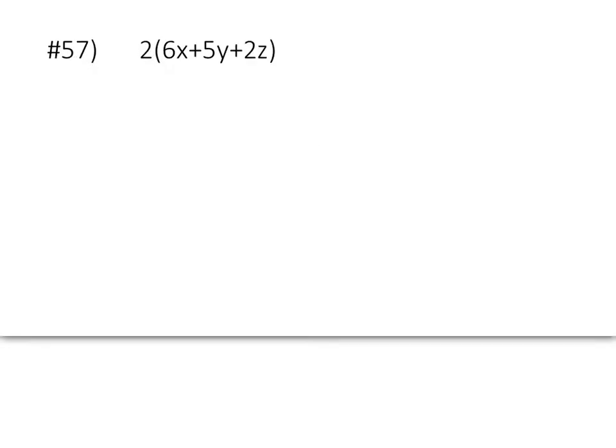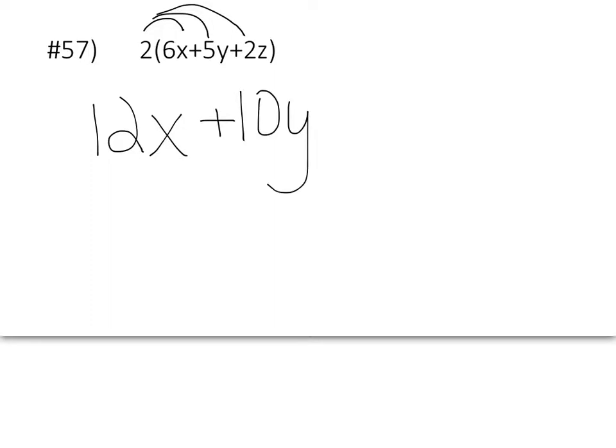Here you're distributing the 2 to all of the pieces inside the parentheses. So 2 times 6x is 12x, 2 times 5y is 10y, and then 2 times 2z is 4z.